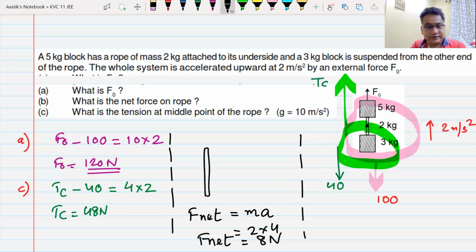We understand this? Sir, acceleration. Yes, bacha? I can't hear you, bacha. Acceleration, sir. Yeah, okay. 2 into 2, sorry. I made a mistake. Not a problem. Thanks for pointing it out. So it is not 2 into 4, 8, but it is 2 into 2, 4 newtons. That is correct.